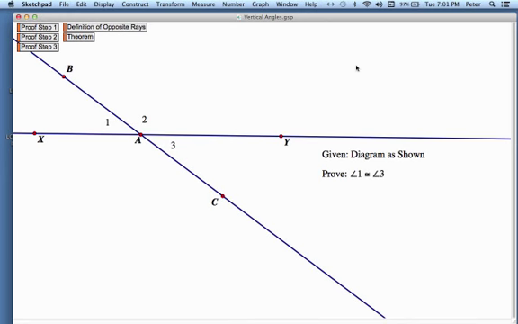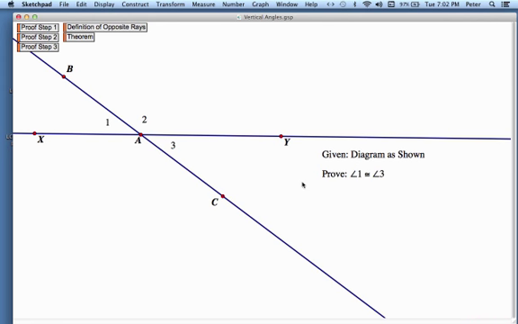Suppose we were given this diagram, just two lines intersecting at a point A. You see that line BC crosses line XY and creates four angles, three of which I've numbered, 1, 2, and 3. Can you prove, using some of the theorems that we already know, that angle 1 is congruent to angle 3? Why don't you take a minute and figure out the proof and pause the video.